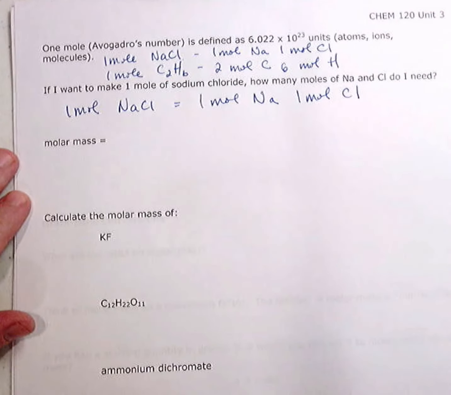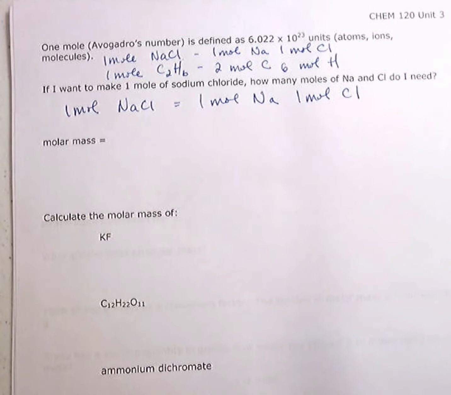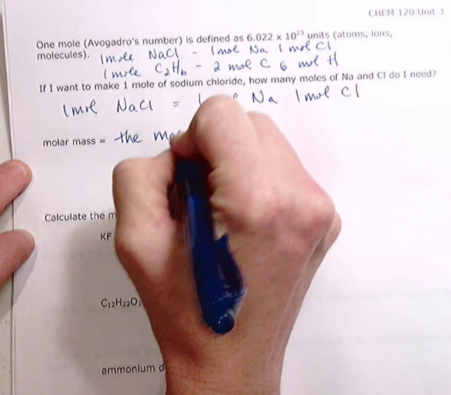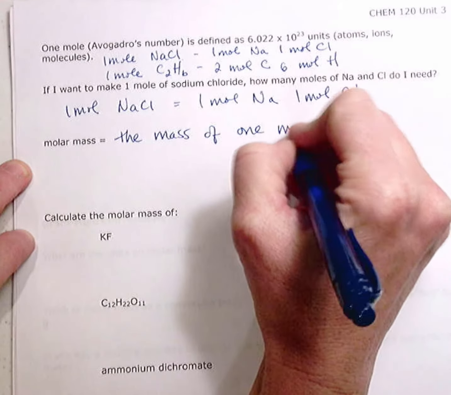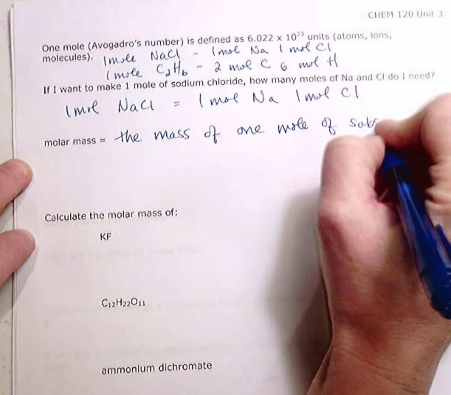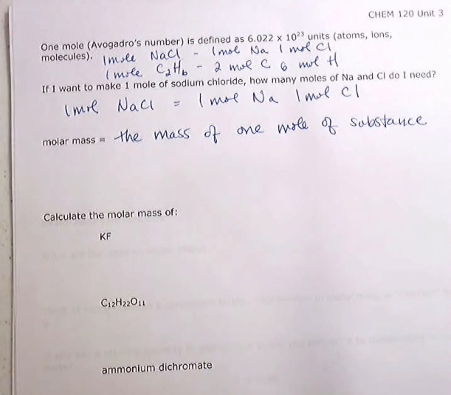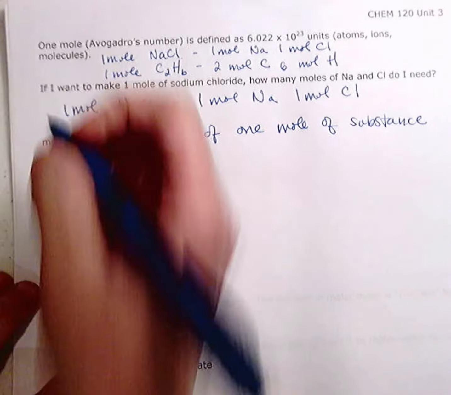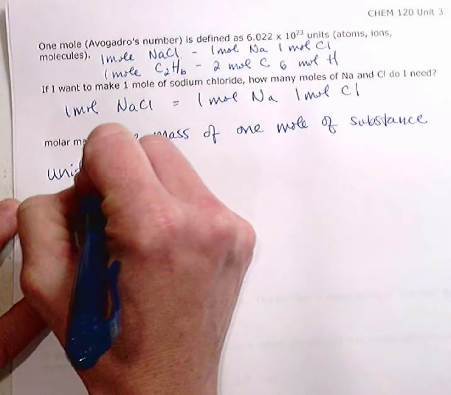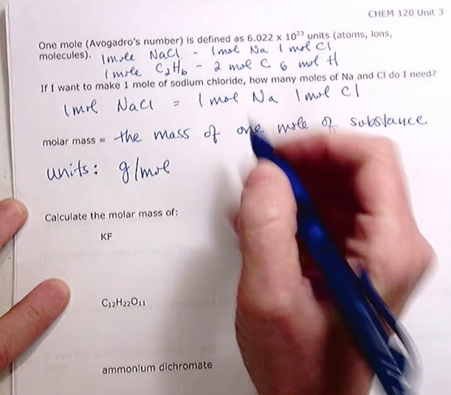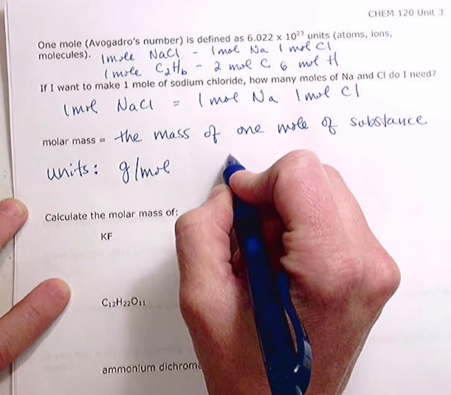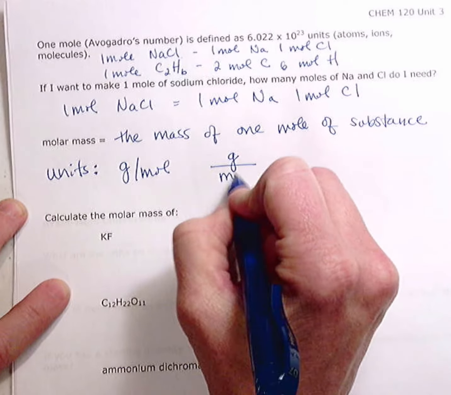Which brings us to molar mass, this definition. The molar mass is the mass of 1 mole of substance. I say substance because it could be atoms, it could be ionic compounds, it could be covalent compounds. The units on molar mass are grams per mole. My preferred way to write it is grams over moles.